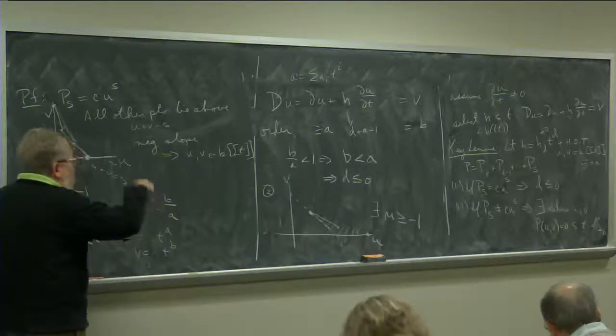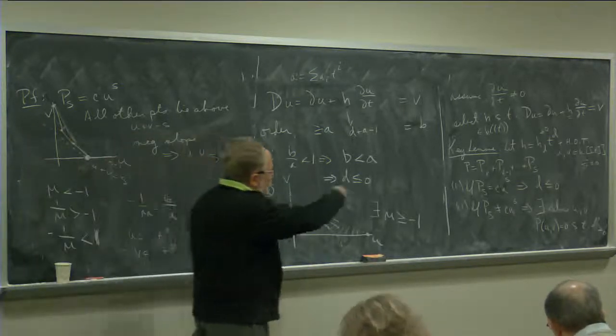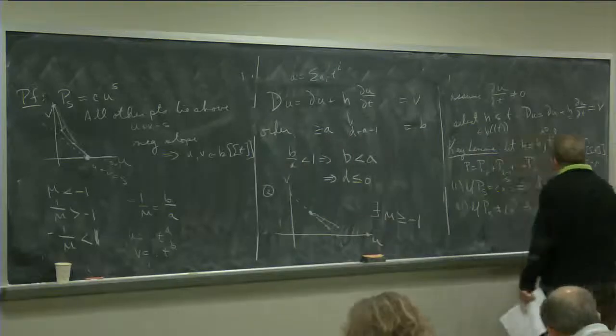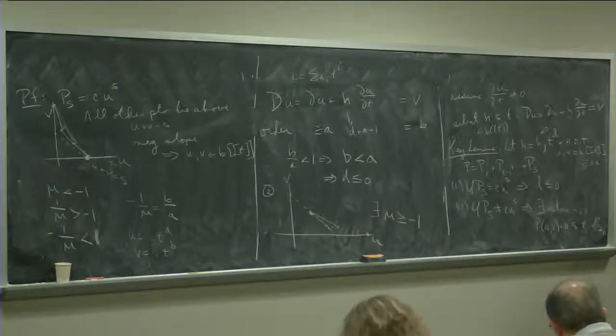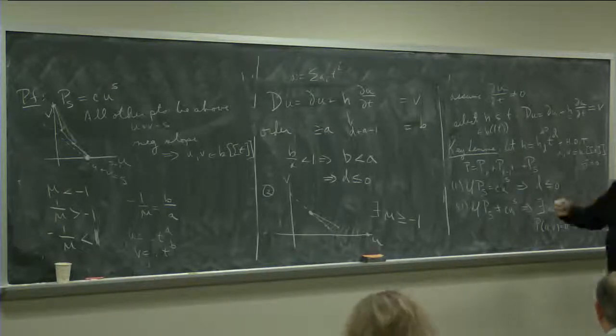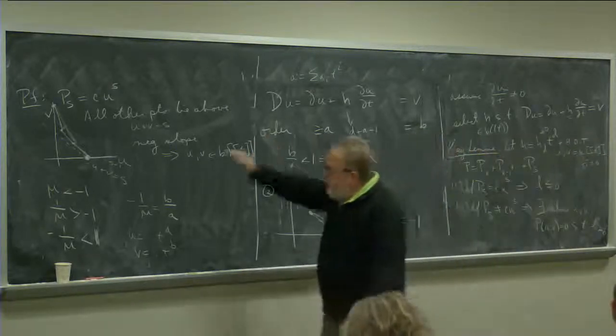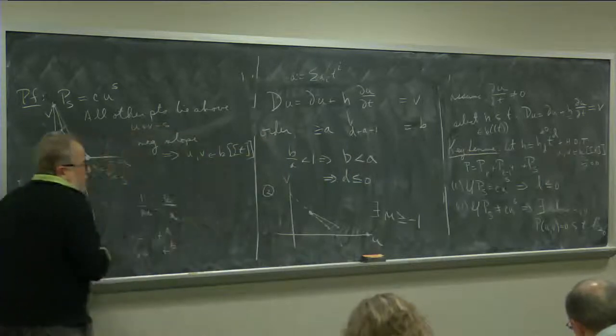And for that mu, you can choose a u and a v so that d is bigger than 0. I'm not going to go through the proof. The flavor of it is the same as this.